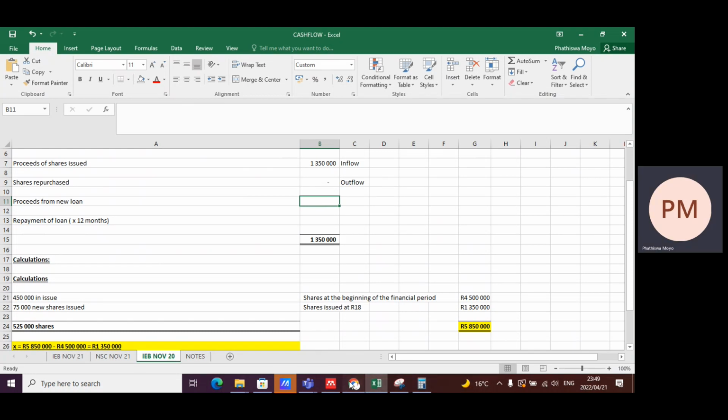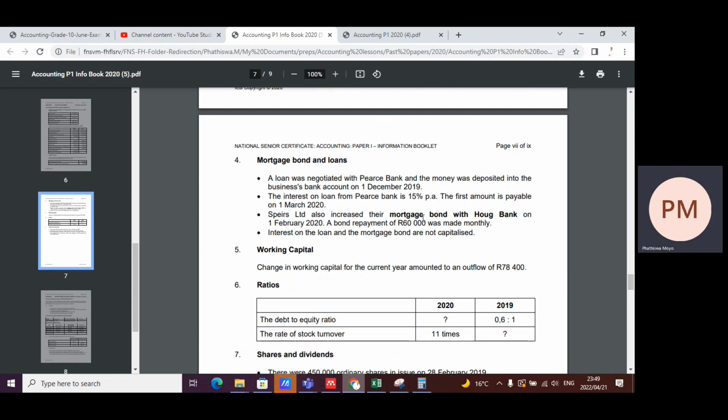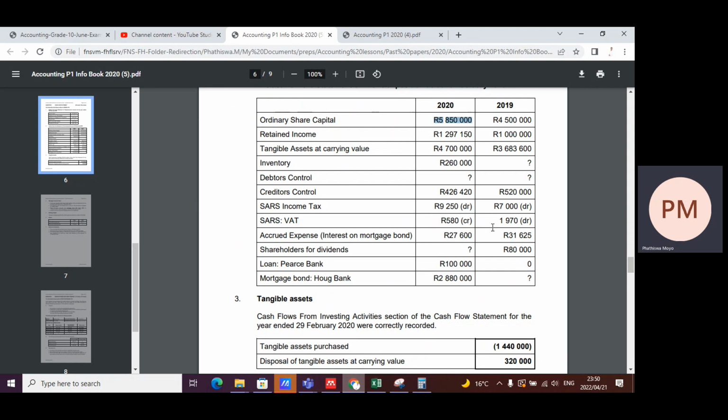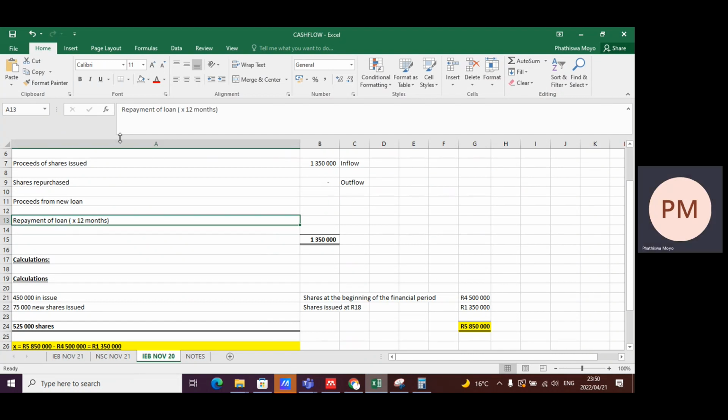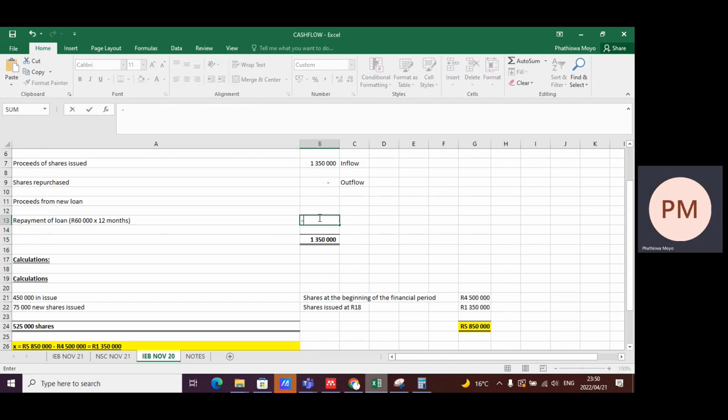Proceeds from a new loan. Guys, the drawdown. The bond payment. Okay, the loan was negotiated. Let me be slow. In 2019, guys, we didn't have a long-term loan. In 2020, we had a long-term loan. They don't tell us the mortgage for 2019. They tell us the balance at the end. Now let's go to the notes. They're saying the loan was negotiated, so Spears also increased their mortgage bond. The bond repayment of 60,000 was made monthly. So 60,000. So this is an outflow.